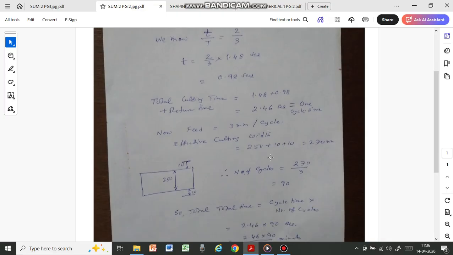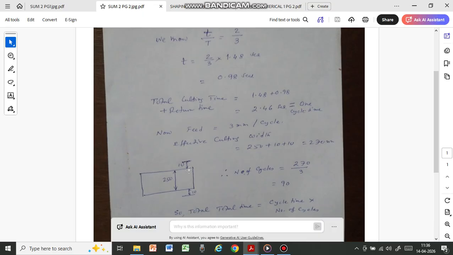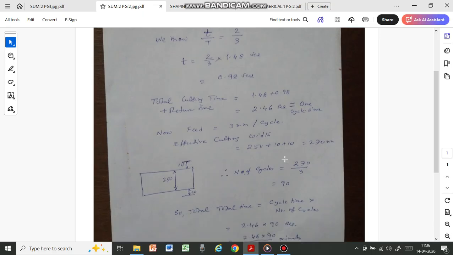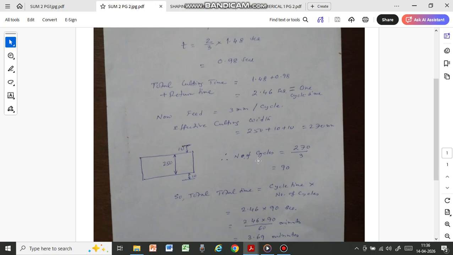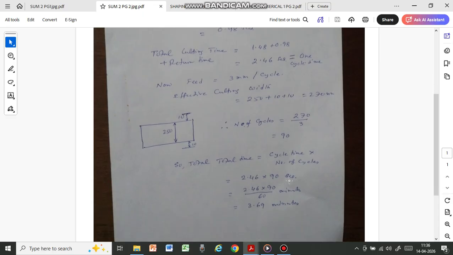Now you come to another stage of the problem. We know now the total cycle time. Now feed is 3 millimeter per cycle. Effective cutting width, this width is 250 plus 10 millimeter plus 10 millimeter, because there will be clearance on this side also, so 270 millimeter. So what will be the number of cycles? It is 270 millimeter, and in each cycle the feed is 3 millimeter, so there will be 90 cycles.